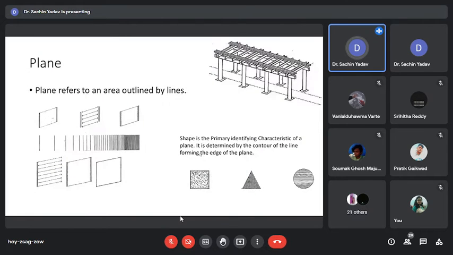Now, the third one is the plane. Two parallel lines have the ability to visually describe a plane. Plane refers to an area outlined by lines, right? So if we are using four lines to make one plane, and that enclosed space has some area, that is considered a plane.